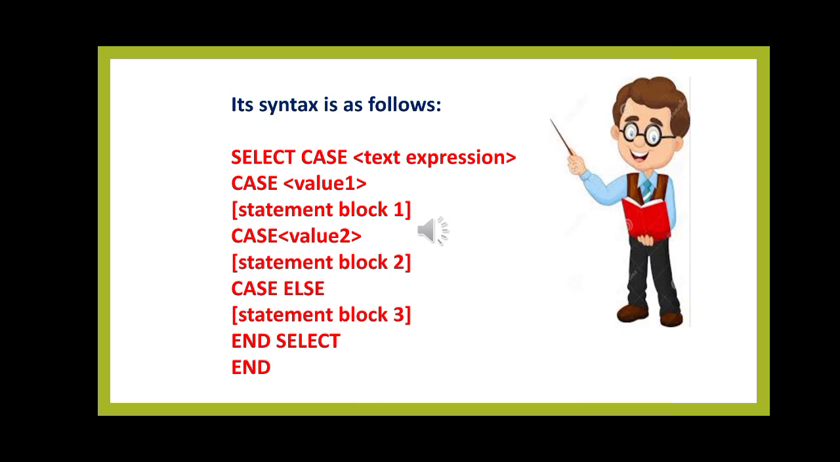The syntax is as follows. Select case test expression. After that we have to put the value, case value 1, which is going to be followed by the statement. Second, case value 2, means for the second case we have to put a value. After that the statement will follow after case value 2. Case else: in case none of the values are eligible, then the statement will be followed in the case else part.